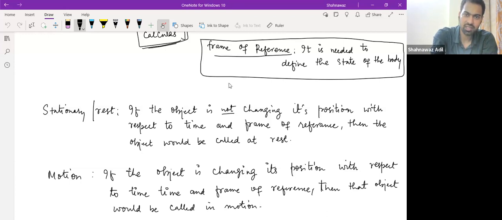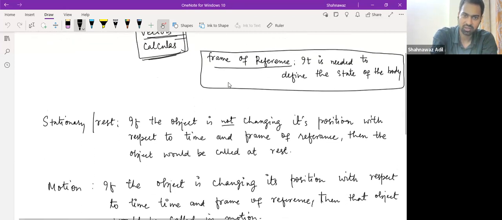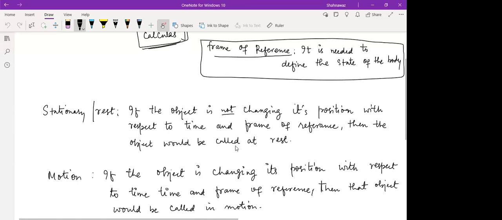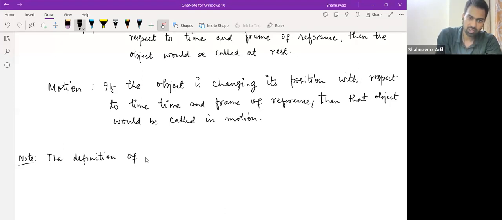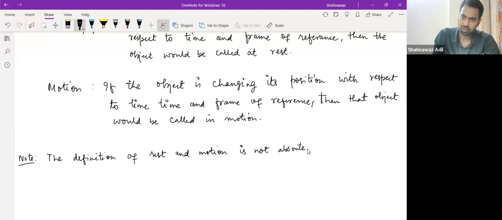So did you write these things? Yes, sir. Yeah. So let me write it here. So note, the definition of rest and motion is not absolute, it is relative. Is that clear?